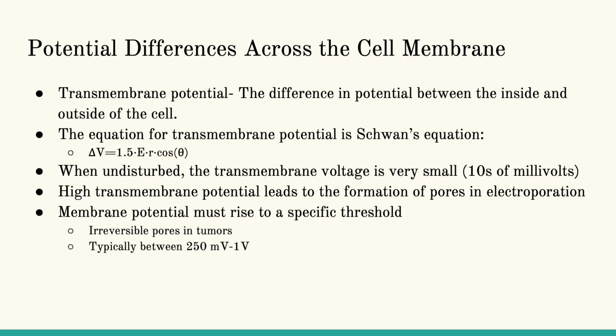If the field is undisturbed and no field is applied, then this potential is very small, such as in the tens of millivolts. In order for electroporation to work and for pores to form, the membrane potential must drastically increase. Typically, the transmembrane potential during electroporation is somewhere between 250 millivolts and 1 volt, much higher than the resting potential. This vastly increased potential leads to the formation of pores due to the disruption of the lipid bilayer's stability.